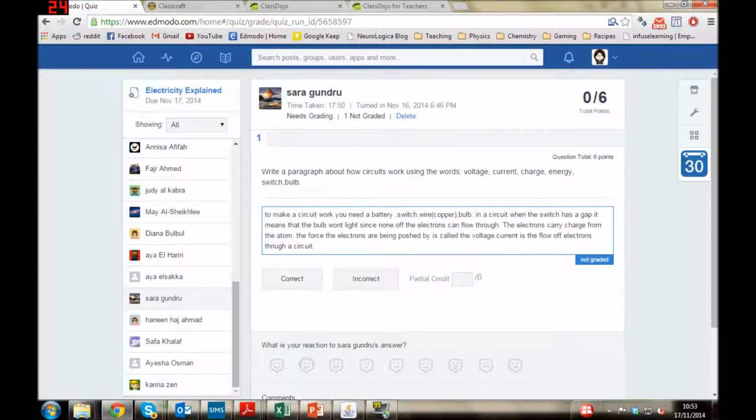Current is the flow of electrons through a circuit. It's the rate of flow. It's how fast they flow. Yeah, not bad. Maybe a bit more effort needed.